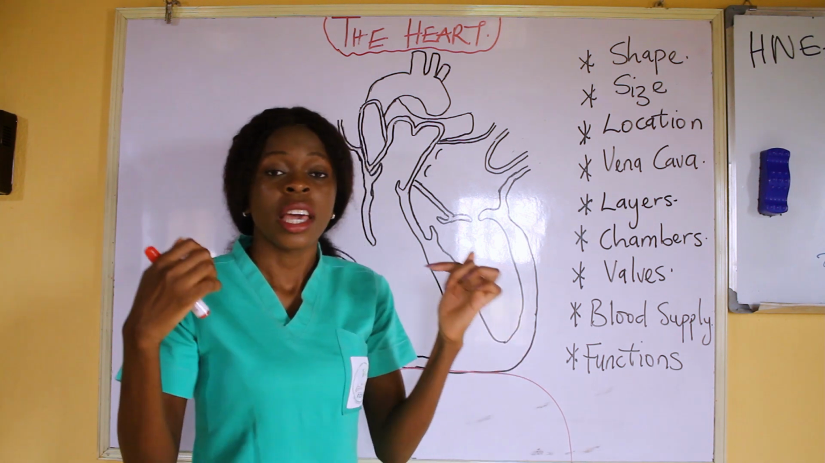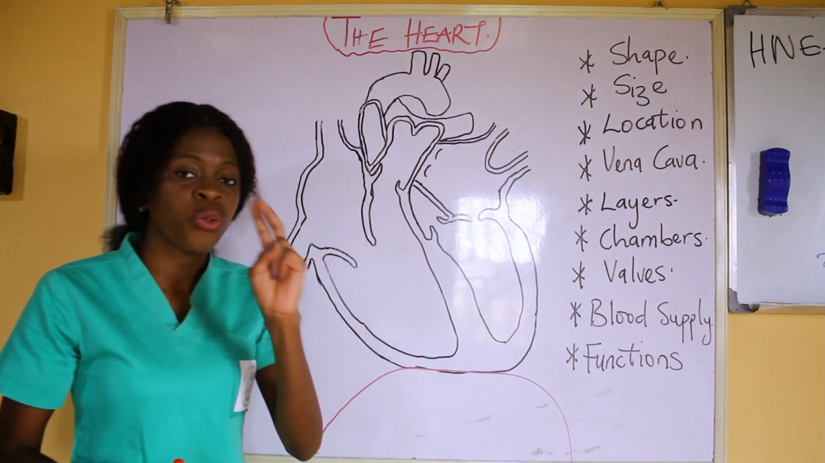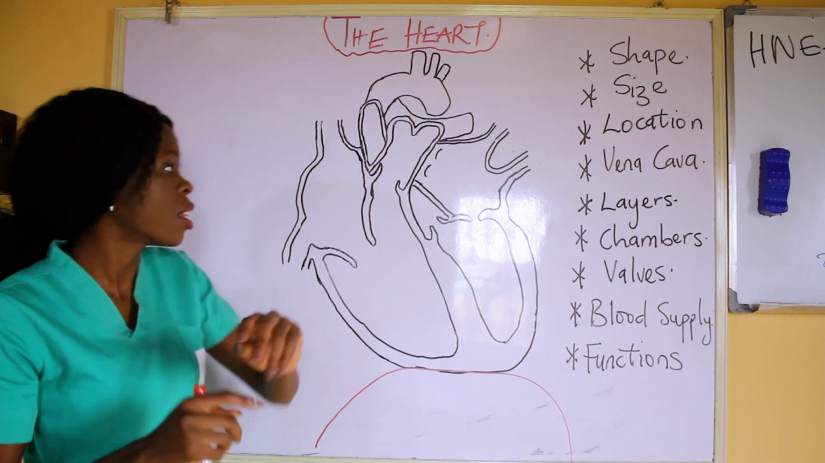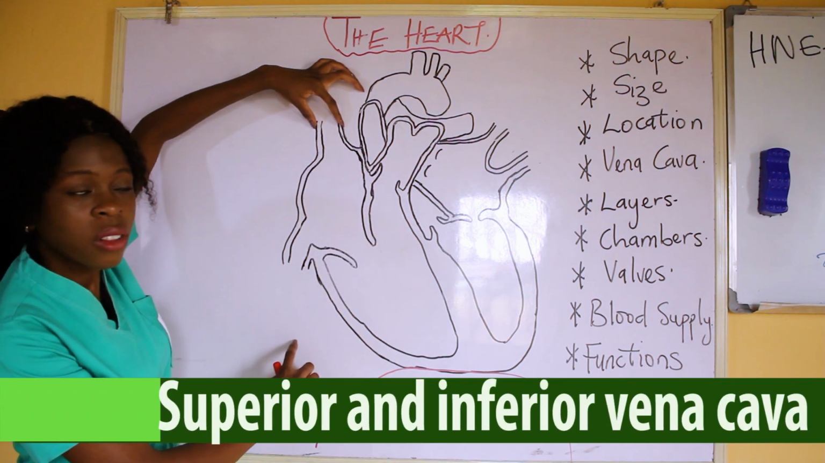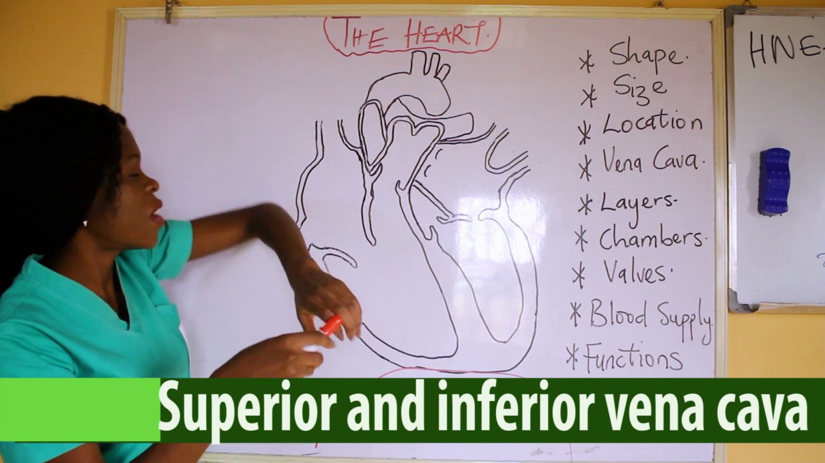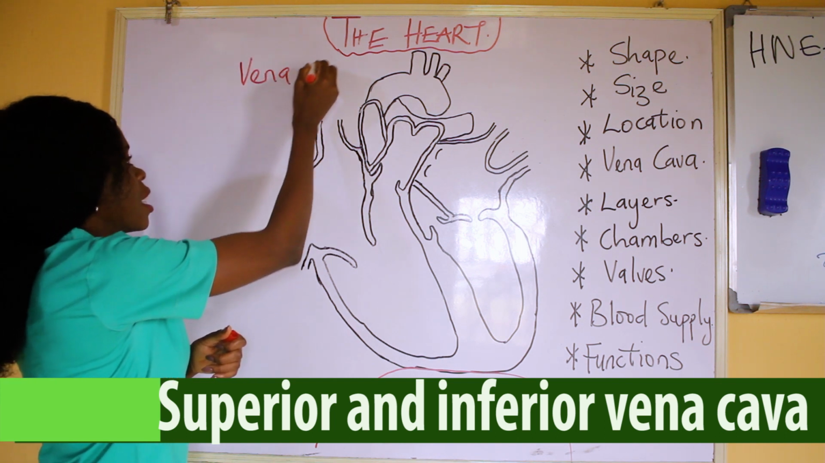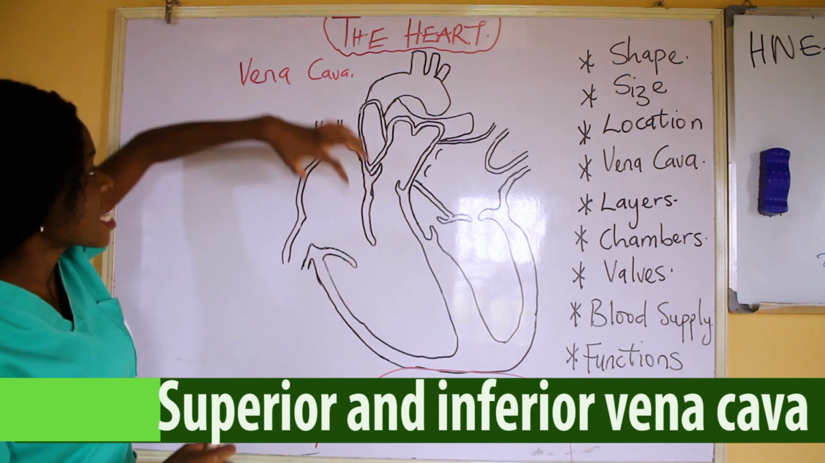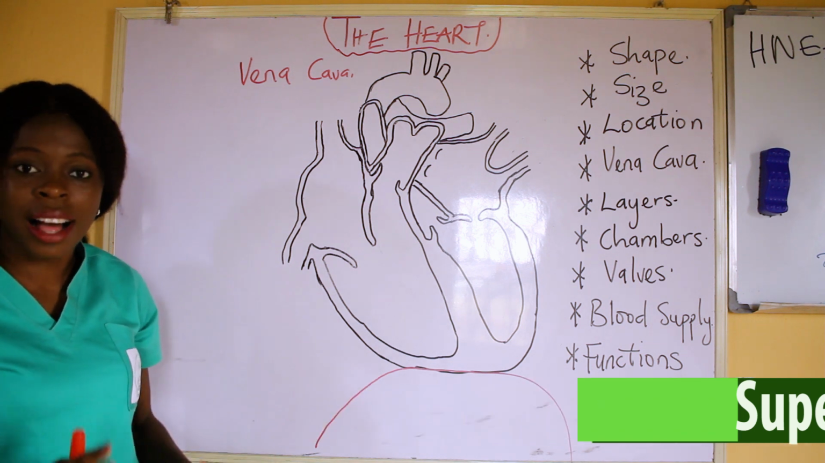and anatomy and physiology. The heart has two vena cava. This is the superior vena cava, and this is the inferior vena cava. Vena cava is spelled V-E-N-A, then cava. So the heart has the superior vena cava and the inferior vena cava.